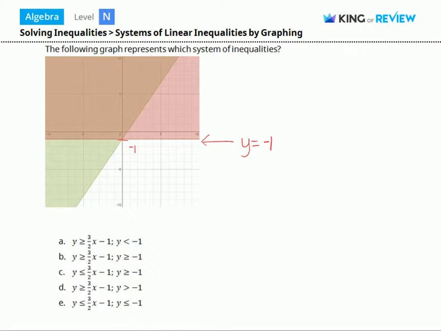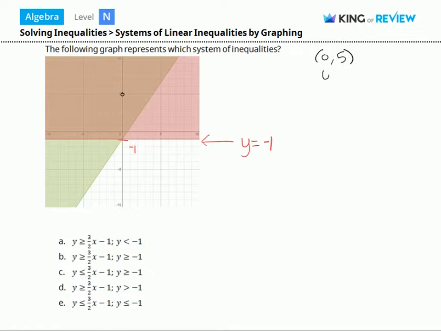Now let's determine which inequality sign to use. To do this, we'll select a point that's within the solution. Let's choose this point right here. This point is at (0, 5).